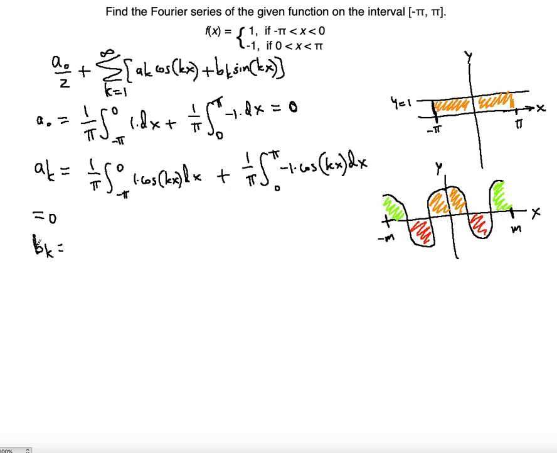Now b subscript k, and again I'm finding the corresponding parts so that I can find the Fourier series. Right? So far I got 0 for this and 0 for this. So this should be non-zero, right? Otherwise it will not make sense. That's going to be 1 times sine kx dx plus 1 over pi from 0 to pi, negative 1 times sine kx dx. And now here's the trick.